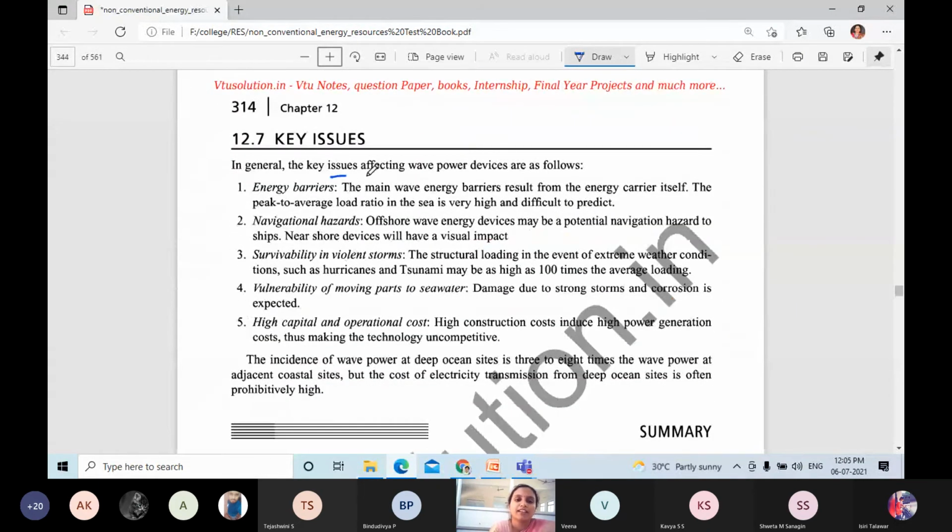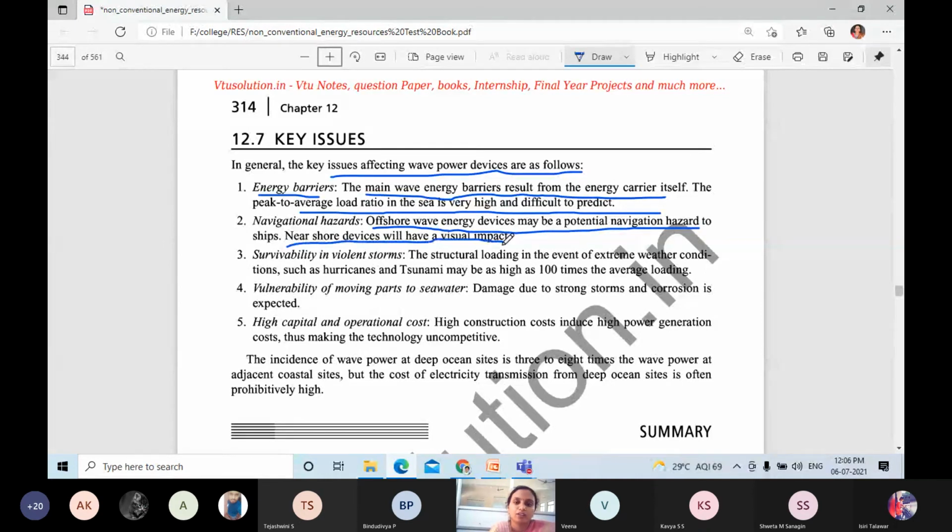Next are the key issues. What are the key issues affecting wave power devices? First is the energy barriers. The main wave energy barriers result from the energy carrier itself. The peak to average load ratio in the sea is very high and difficult to predict. Navigation hazards: offshore wave energy devices may be a potential navigation hazard, and ships near shore devices will have a visual impact.